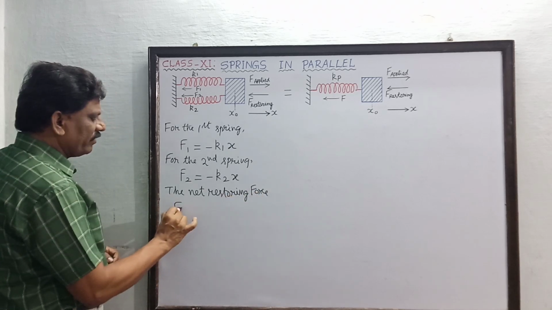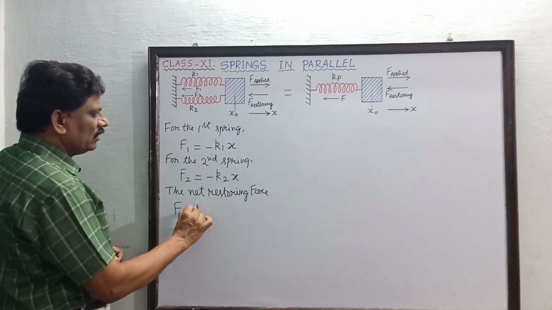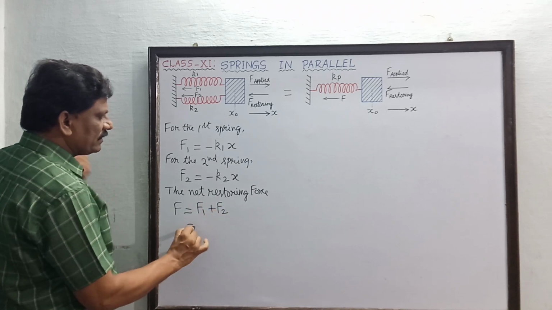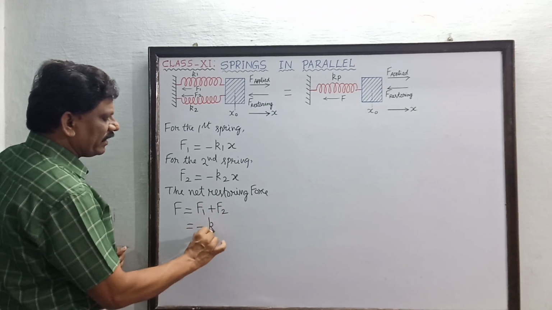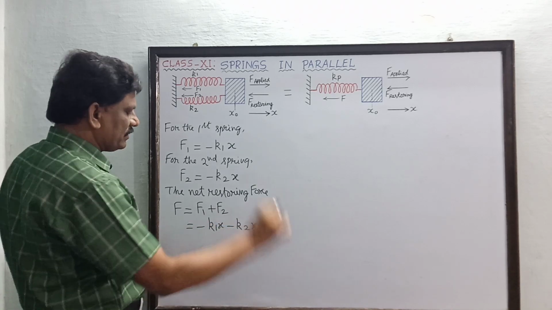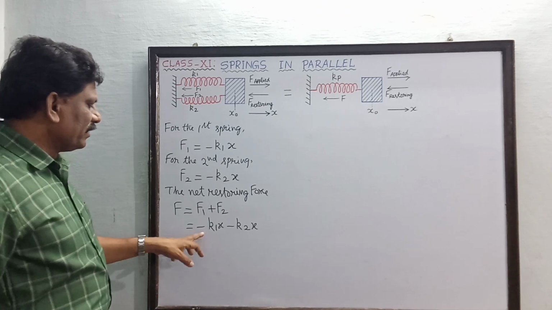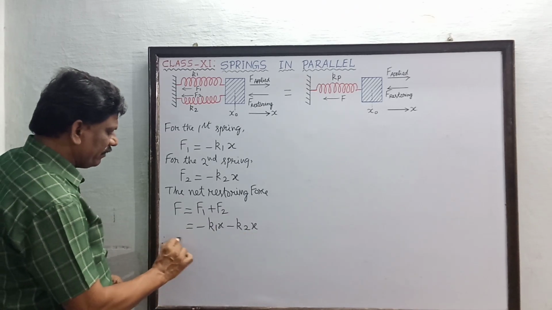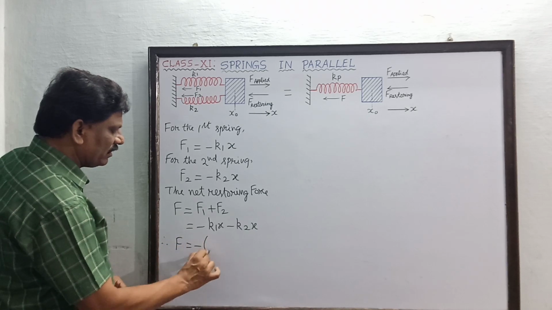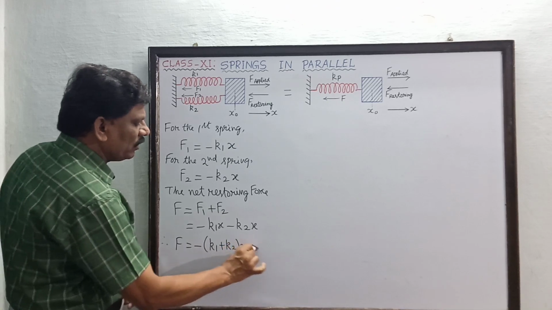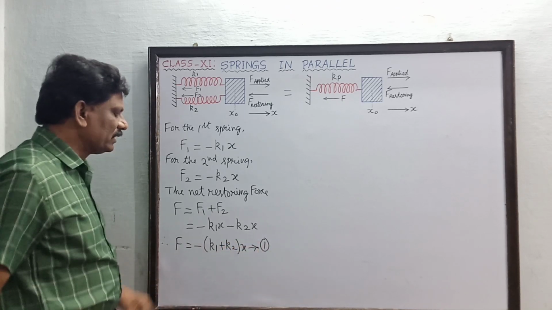So the net restoring force, we have to add F1 and F2. The net restoring force F is equal to F1 plus F2, which is equal to minus K1x minus K2x. We can take minus x as the common factor. Therefore, F is equal to minus of K1 plus K2 into x, and this is our equation 1.